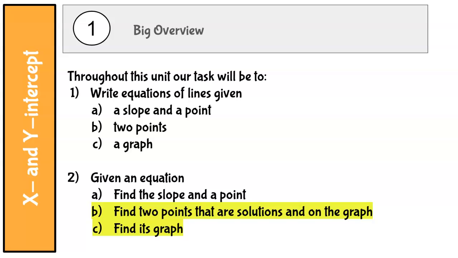Throughout this unit, again, we are writing equations of lines given a slope and a point, or 2 points in a graph. And then we're kind of going backwards where, given a graph, we're finding the slope and a point, we're finding 2 points that are solutions on the graph, and we are finding its graph. And today we are working towards finding 2 points that are solutions and on the graph, and we are working on finding the graph, although we're not going to get completely through with that in this video.